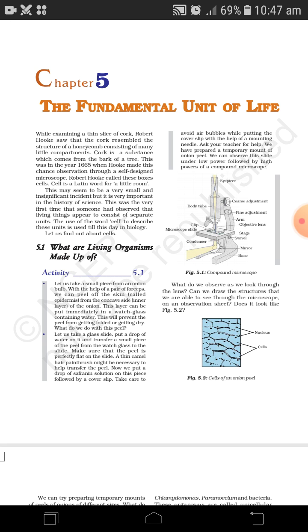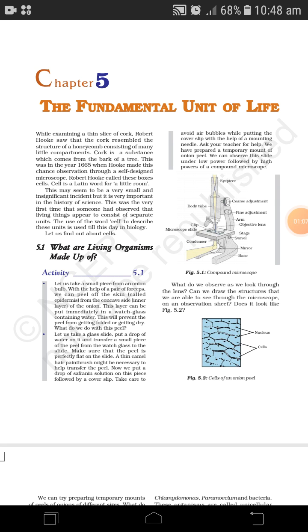This may seem to be a very small and insignificant incident, but it is very important in the history of science. This was the very first time that someone had observed that living things appear to consist of separate units. The use of the word cell to describe these units is still used to this day in biology. Let us find out about the cells.